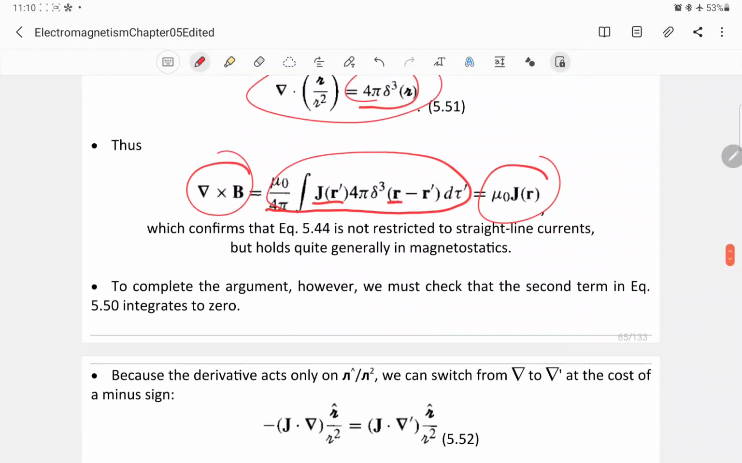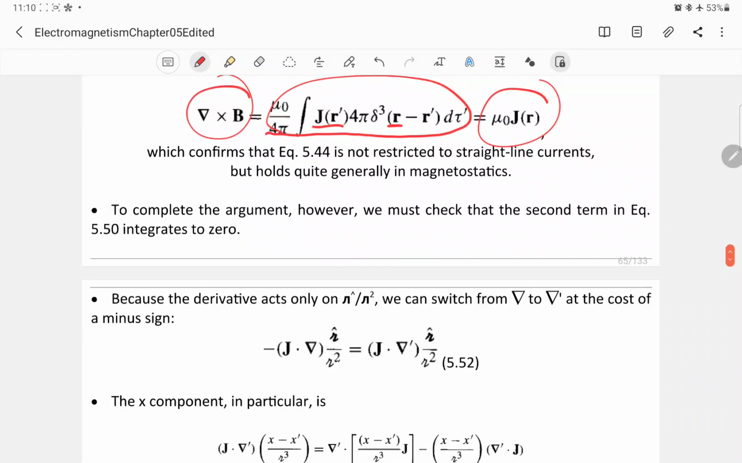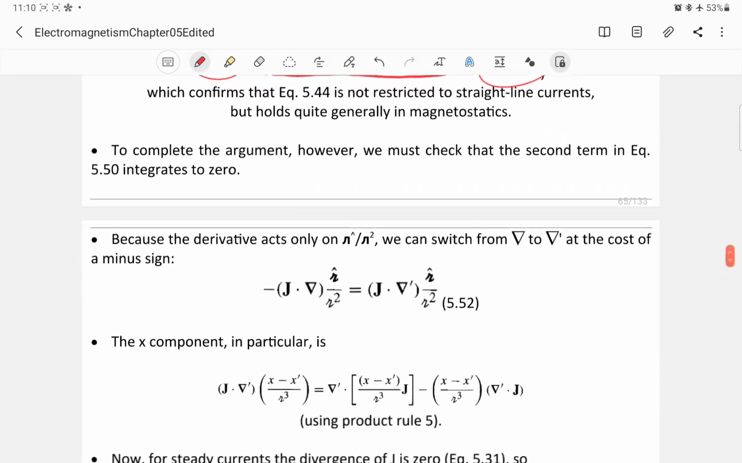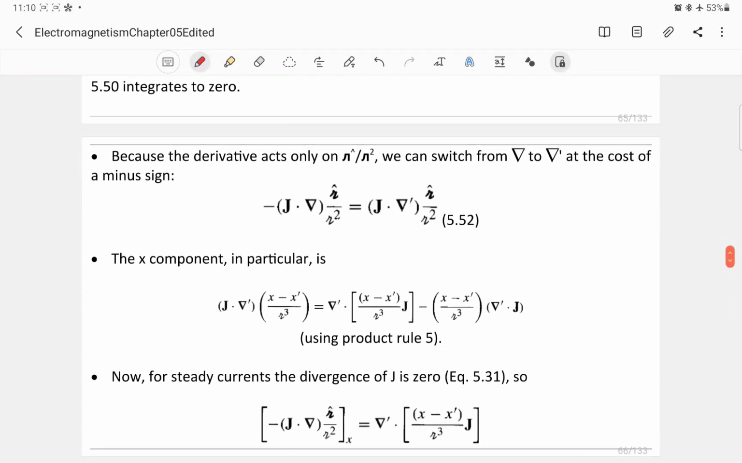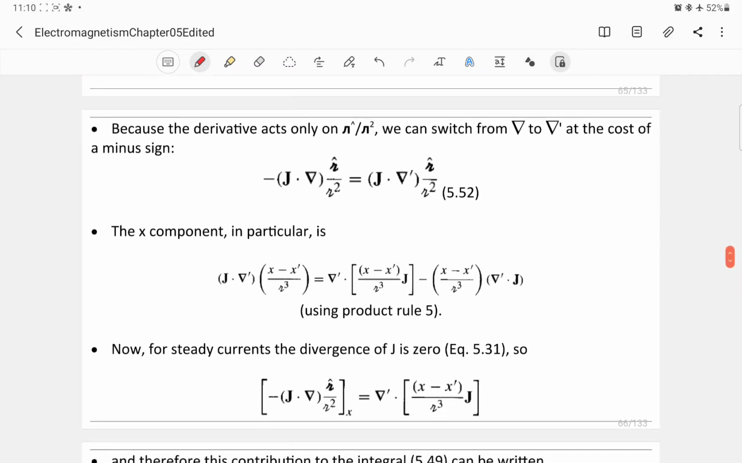Now let's look at the second term in equation 5.50, which integrates to 0. Because the derivative acts only on the r prime, r hat over r squared. By the way, this is not a vector, this is the ordinary r. This is just over r squared. It's not a vector. So anyway, please take note of that.